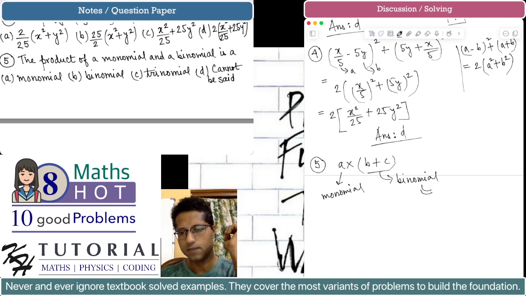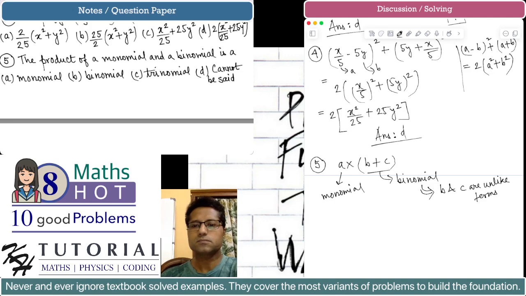This fact implies, since B plus C, a binomial, is a polynomial of two terms, that the two terms are unlike. They are not like terms. If they were like terms, they would have got merged, added to give a single term. So this implies that B and C are unlike terms. And A is a monomial, so it's a single term.